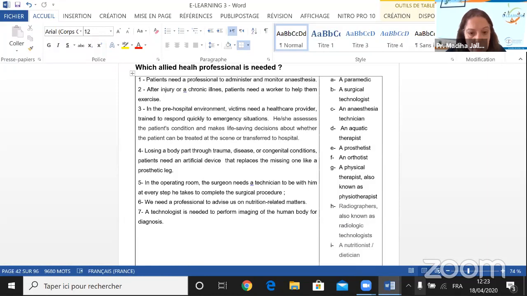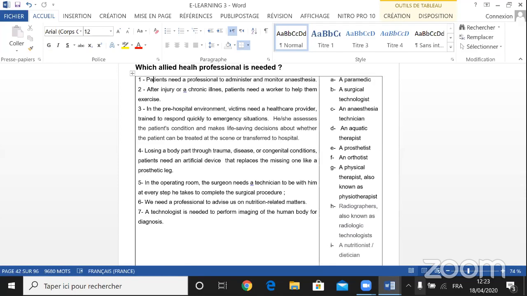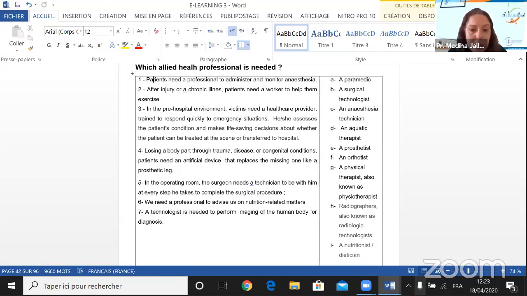It must be decisions, and makes life-saving decisions about whether the patient can be treated at the scene or transferred to hospital. A paramedic? Excellent, paramedic or EMT. Losing a body part through trauma, disease, or congenital conditions, patients need an artificial device that replaces the missing one, like a prosthetic leg. Prosthesis. Excellent. So answer E, prosthetist.